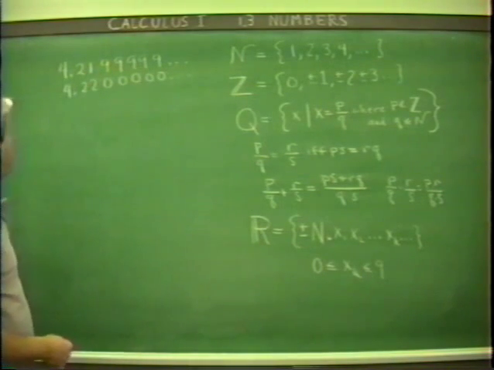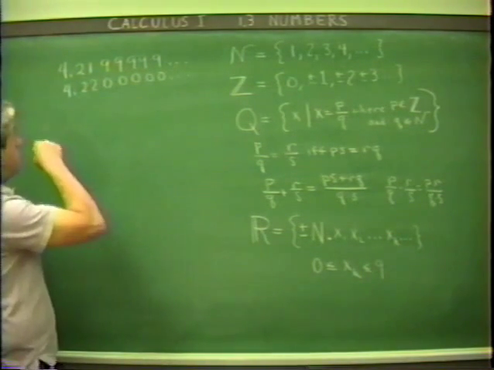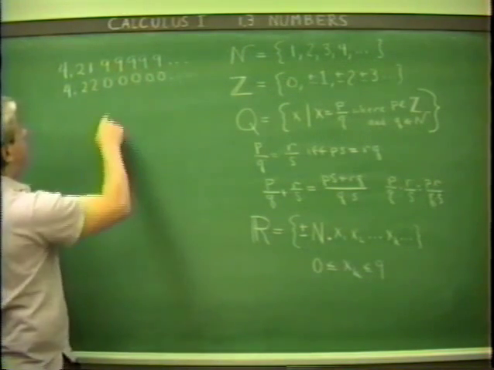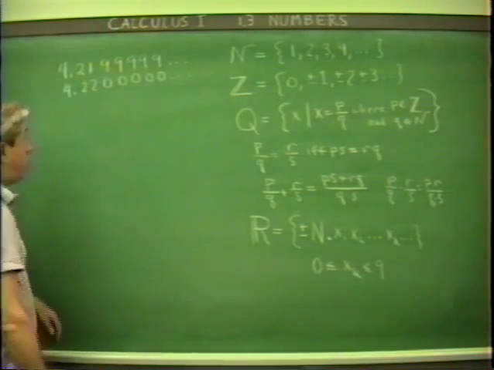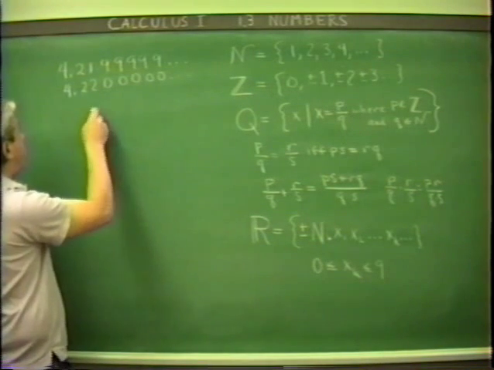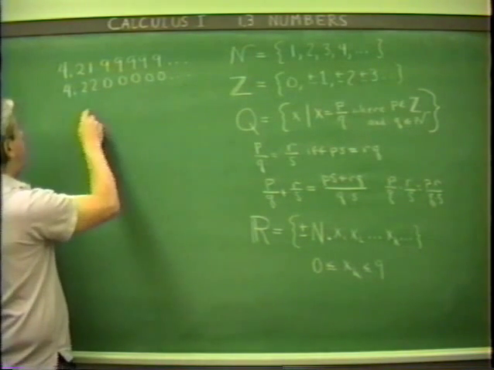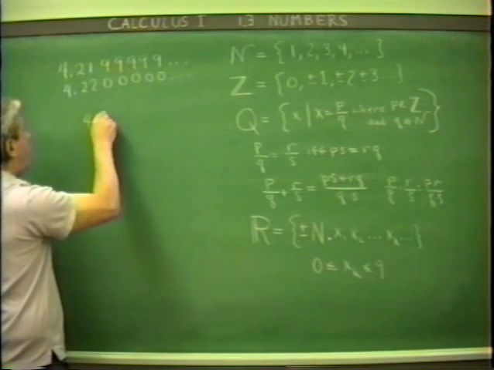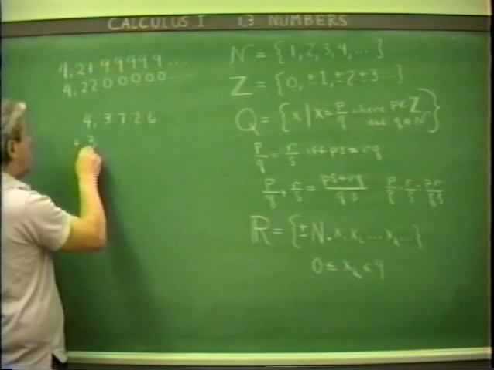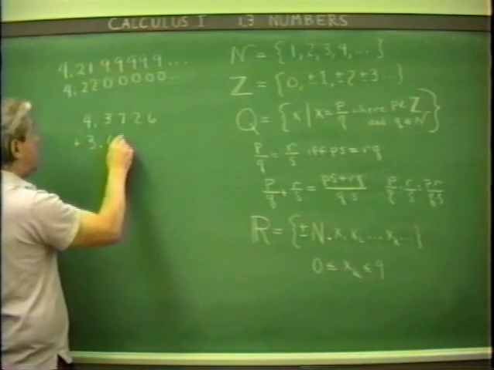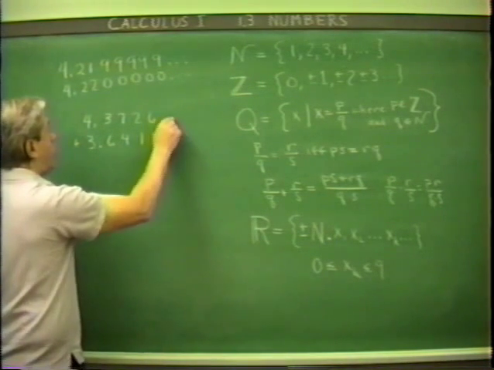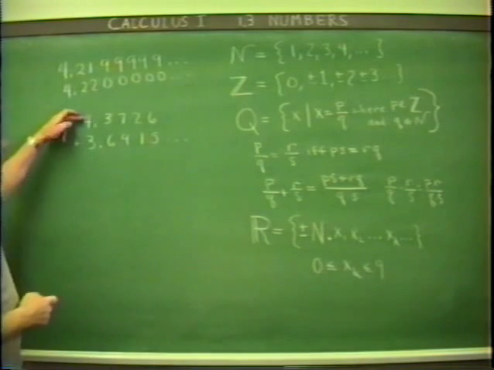One can see this by subtracting these two numbers. If one were to subtract these two numbers, you're going to find out that you have no difference whatsoever. We'll see that in just a moment. To add two numbers, you have got to proceed from the left rather than from the right. So that, for example, 4.3726 plus 3.6415 and so forth.